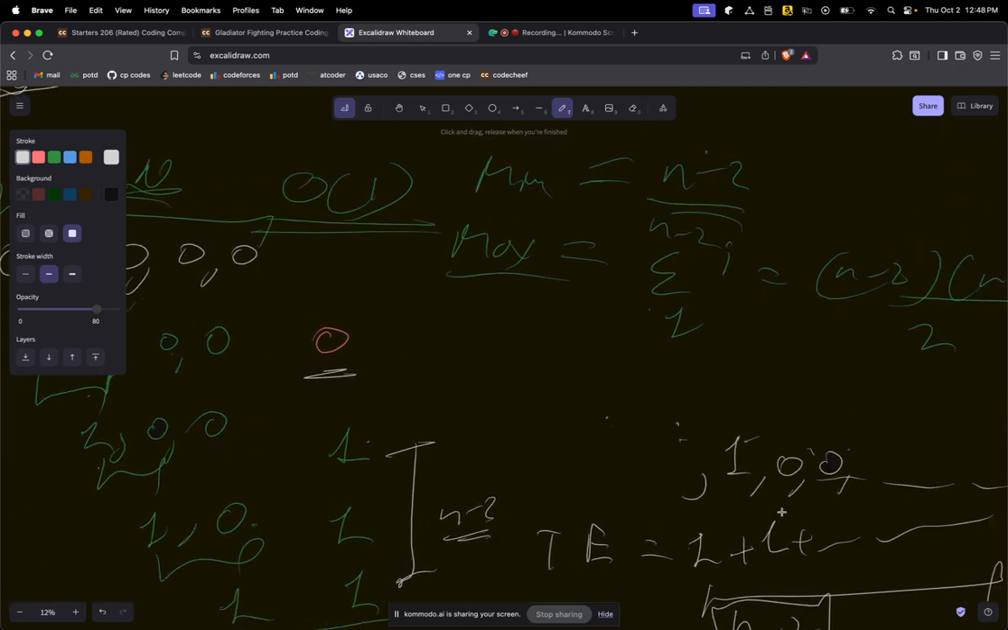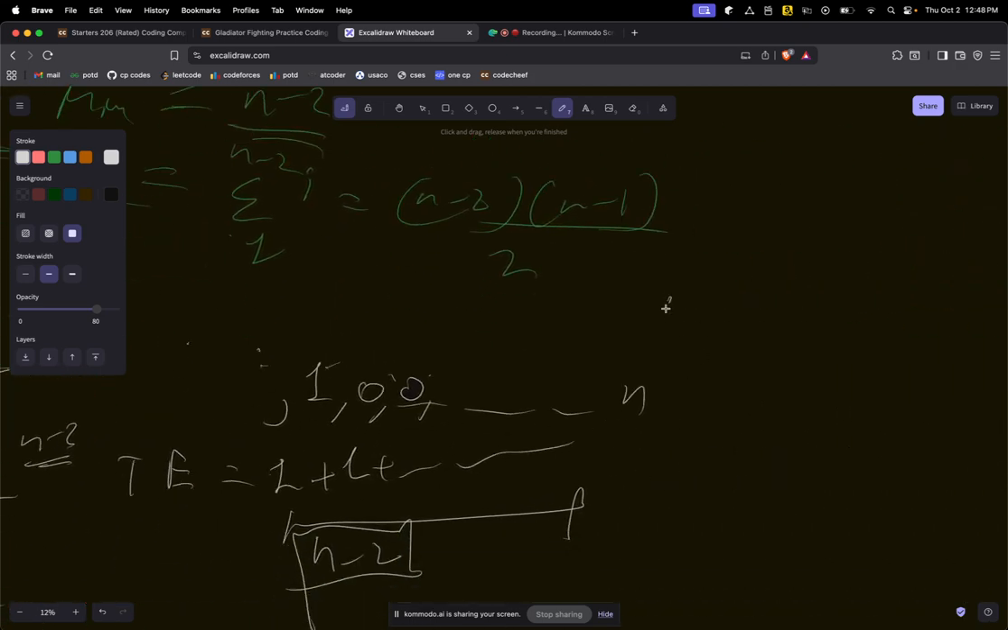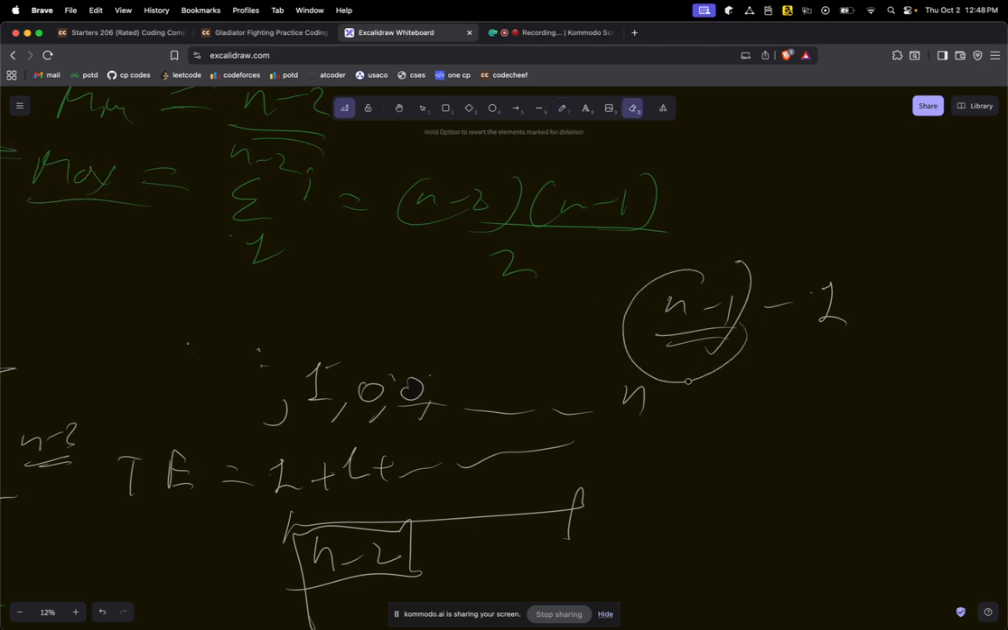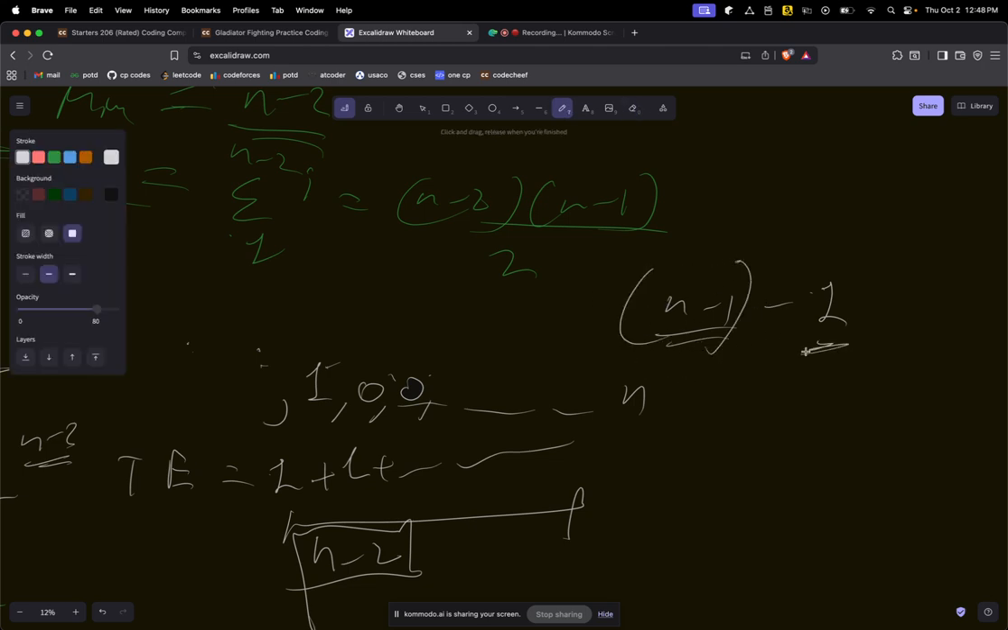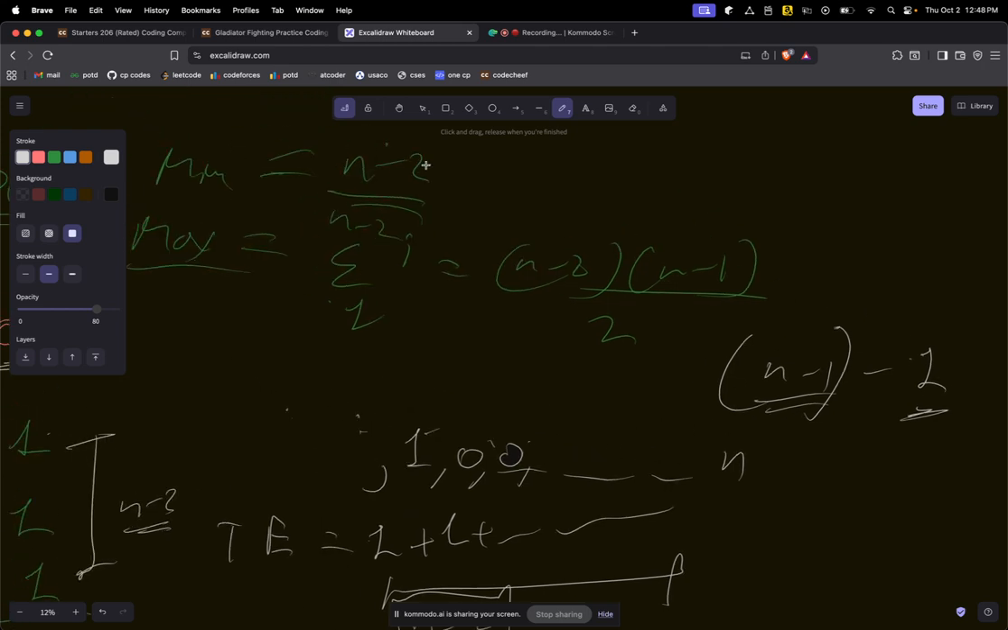And you can actually prove this: you will have to do n minus 1 fights. For the first fight you do not get any sum, so n minus 1 minus 1. So n minus 1 is the total number of fights here, and for the first fight the sum is 0, because you are doing 0 plus 0. That's why the minimum is n minus 2.